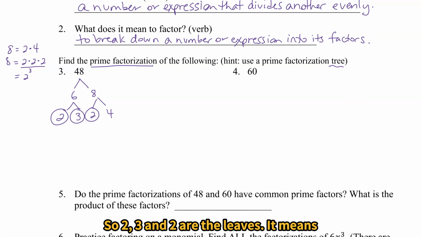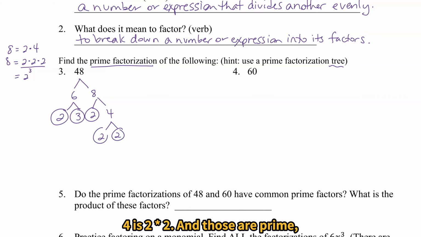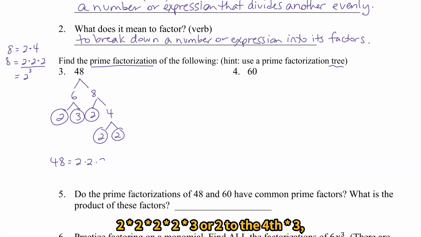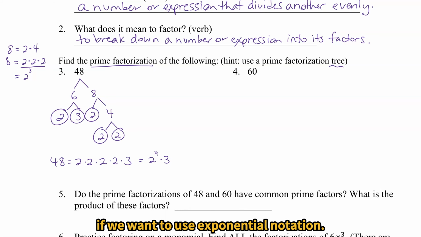So 2, 3, and 2 are the leaves. It means I'm done. 4, however, can go further. 4 is 2 times 2, and those are prime. So we end up with 48 as 2 times 2 times 2 times 2 times 3, or 2 to the 4th times 3, if we want to use exponential notation.